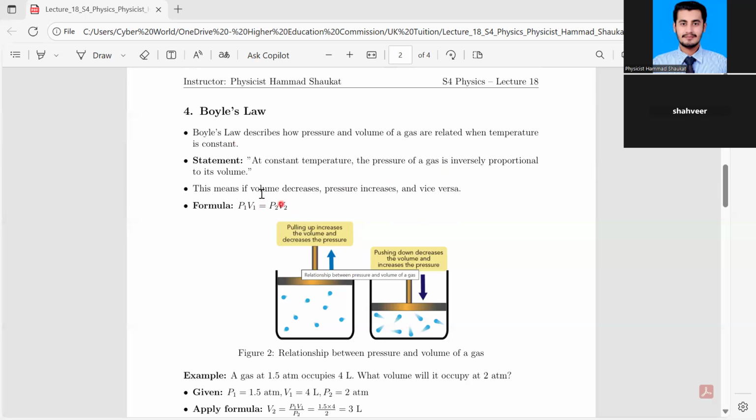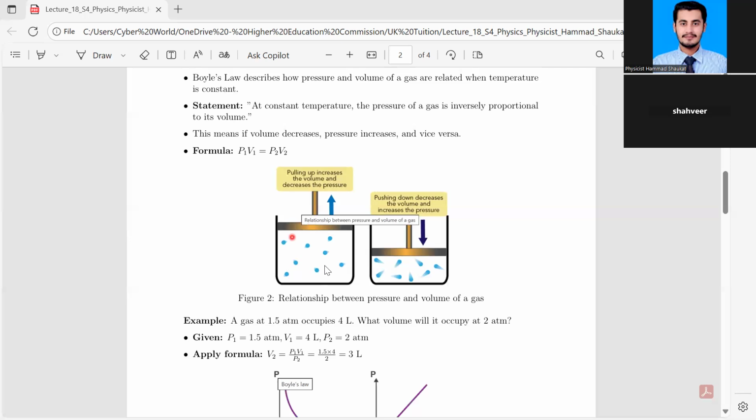Okay, so here is the formula for Boyle's law, which is P1 V1 equals P2 V2. P1 is basically the initial pressure and V1 is basically the initial volume. Let's suppose this is your container, one container and the other container. This container has a volume of gas which is V1 and the pressure on this container is P1. And as you can see in the second container, the volume is denoted by V2 and the pressure on this second container is P2.